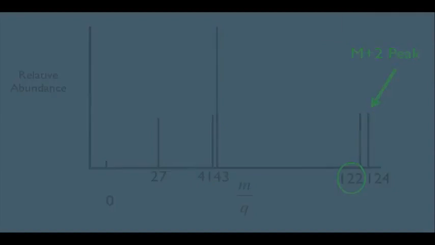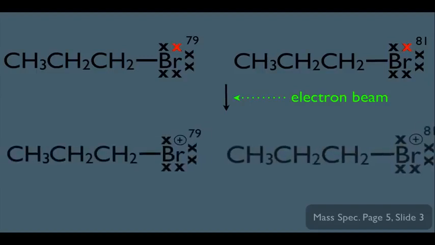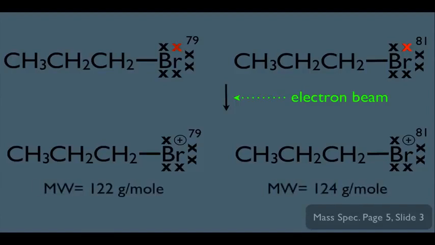Well, let's go back here. Remember, this is our substance that we're putting into the mass spec. And remember, since Br comes in 2 forms, some of the molecules will have Br that weighs 79, and other molecules will have the Br that weighs 81. When we put them through the mass spec and shoot the electron beam at them, and let's say again we happen to dislodge these particular electrons, then we would get these molecular ions right here. The one on the left would weigh 122 like we saw, and the one on the right would weigh 124.